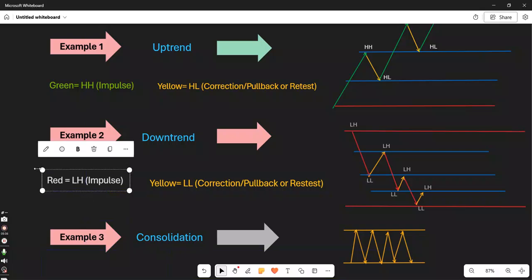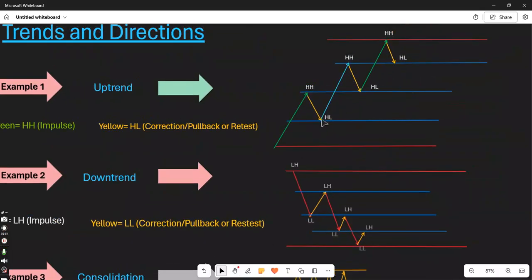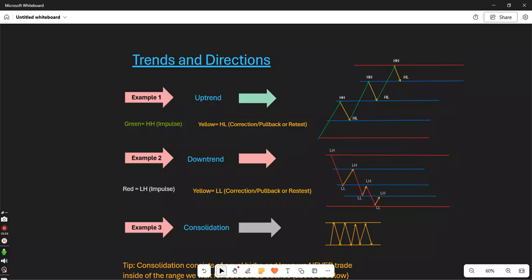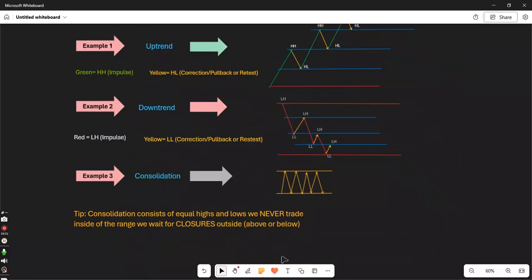Now, when we have our impulse, we have our correction, and so in this case here, the market broke above this area here, created this high, retested here, created this low, a higher low, and then price continued to break above this high, created a new one, retested this area that it broke and created a new low. So remember, I didn't put it on here, but I'm going to put a reminder.